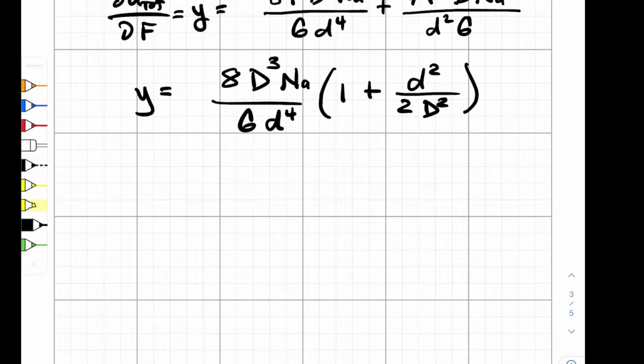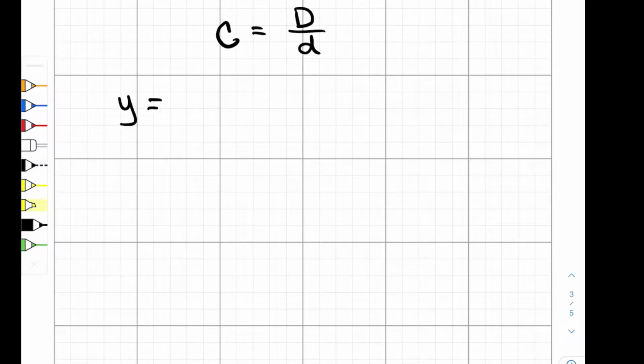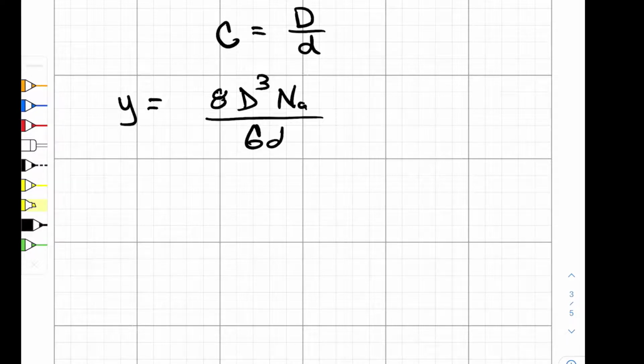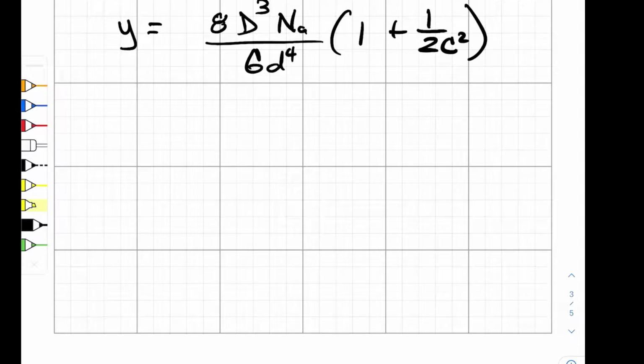This can be simplified even further by recognizing that the spring index is the coil diameter divided by the wire diameter. And so the deflection term becomes equal to 8d cubed times the number of active coils divided by the shear modulus times the wire diameter to the fourth times 1 plus 1 over 2 times the square of the spring index. We can then note that I left the force out of those equations. I've got to have the force in there in both of those equations, sorry, because the deflection is related to that force.